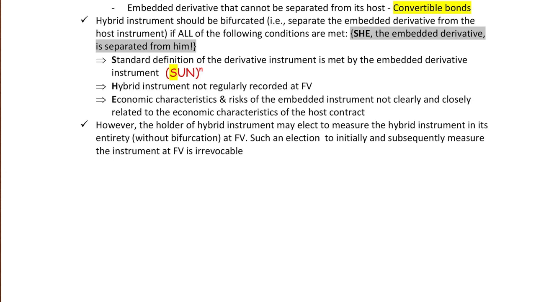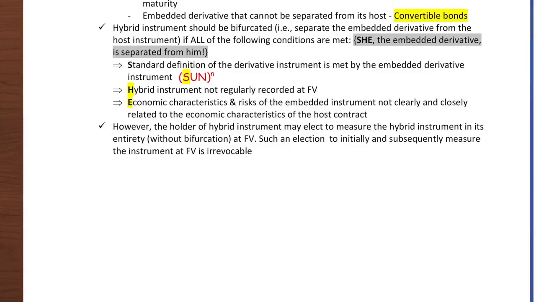The second one is the hybrid instrument is not regularly recorded at fair value, and highlight H. And the third one is that the economic characteristics and risks of the embedded instrument is not clearly and closely related to the economic characteristics of the host contract. It means they look very, very different. Highlight E. So another mnemonic here. We're talking about SHE or she. So she, the embedded derivative, needs to be bifurcated or separated from him. That's the host instrument.